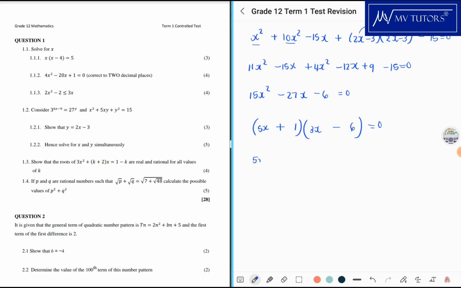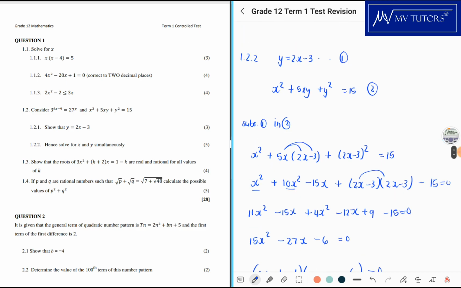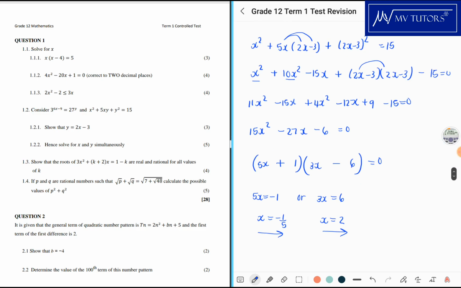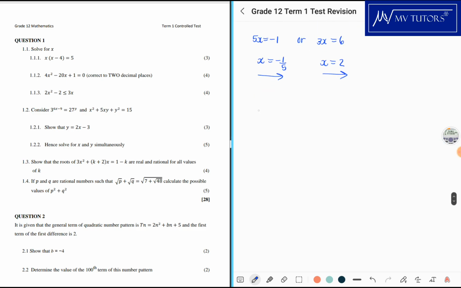Now we can say 5x is equal to negative 1, or we can say 3x is equal to 6. So x is negative 1 over 5, or if we divide by 3 on both sides, x is equal to 2. But we're not done. Remember, we're supposed to solve for x and y. Now remember, we have our equation: y is equal to 2x minus 3.